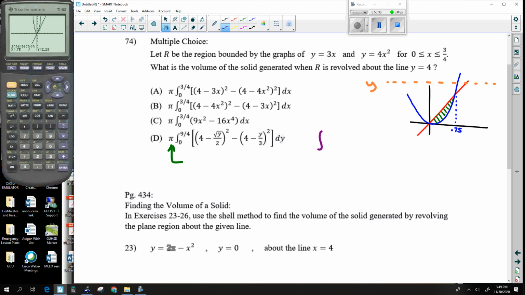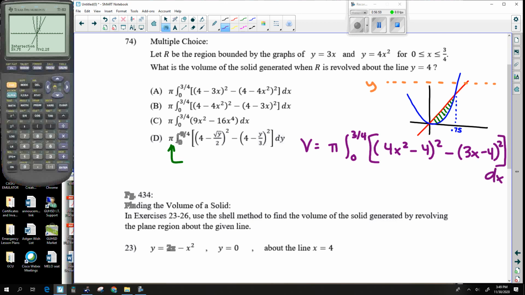Okay, so the volume of this situation is going to be pi integral of 0 to 3/4 of the big radius, which is the blue radius, which is the parabola, so that's the 4x squared, minus the new axes of rotation 4, squared, minus the little radius, which is the 3x minus the new radius, squared, dx.